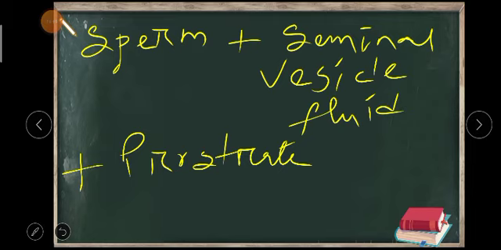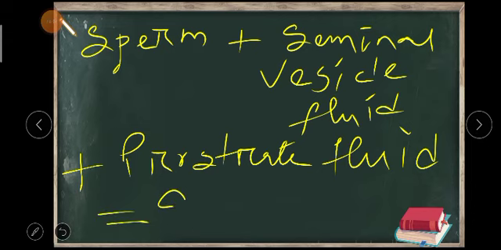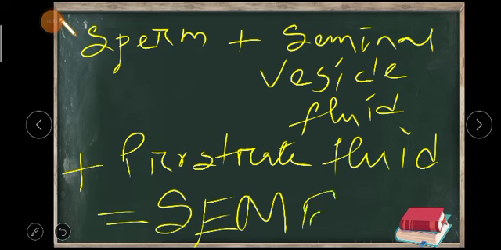Okay, sperms plus seminal vesicle fluid plus prostate gland fluid, they together form your semen. This is the semen, and in the form of semen only sperms come out from the penis.